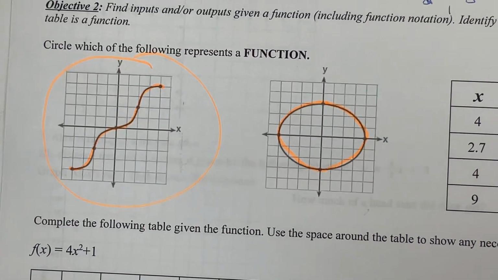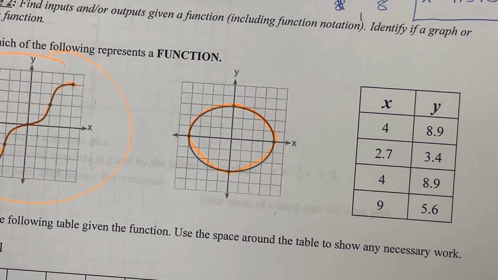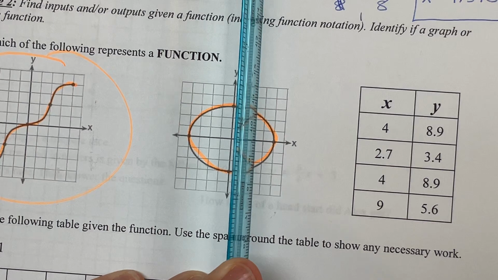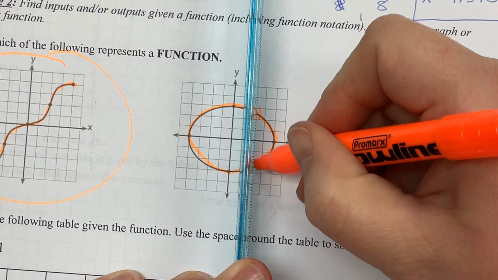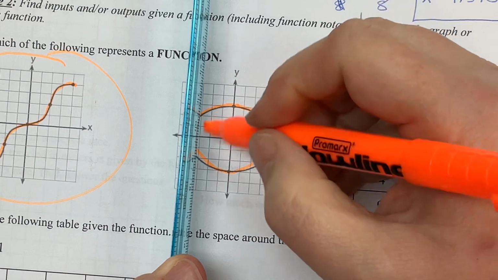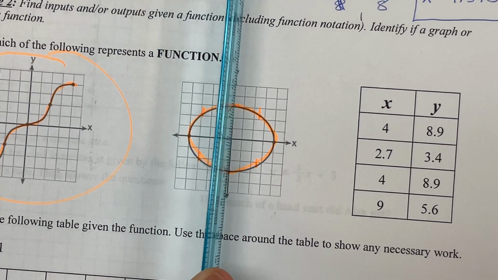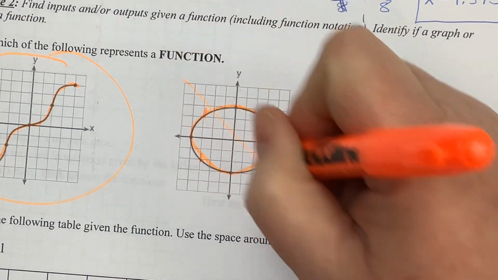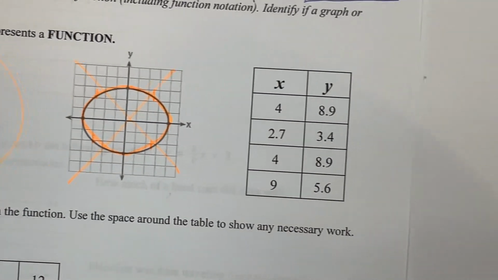Okay? So let's go over here and let's try the vertical line test on this middle graph. Okay? Here we go. How many times is the orange line touching my ruler? Well, it's touching here, and it's touching here. That's more than once. How about over here? Still twice. Touching here, touching here. If it touches my ruler at any time more than once, guess what? It is not a function. Simple as that. Okay, next one.